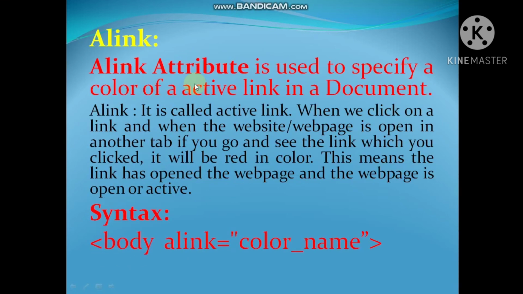Alink. The alink attribute is used to specify a color of the active link in a document. To change the active link color, you can use alink. It is called an active link when we click on the link and the website or web page is open in another tab. If you go and see the link which you clicked, it will be red in color, or you can use any color. This means the link has opened the web page and the web page is open or active. That means with the help of that, you know that your web page is active. The syntax is body alink equal to color name.